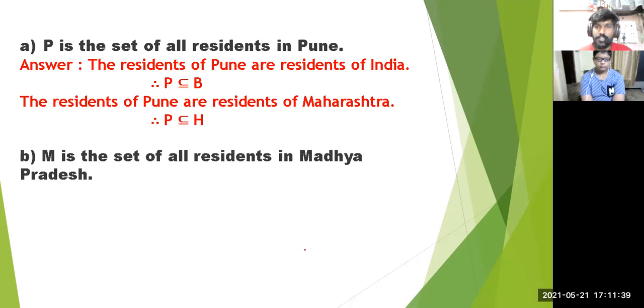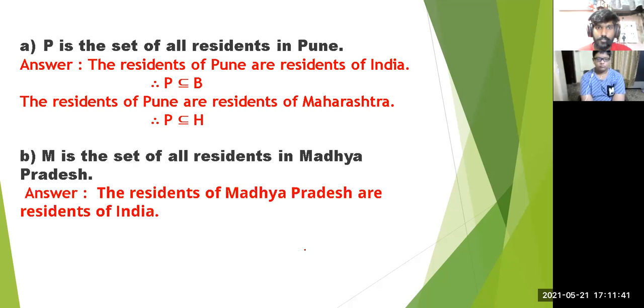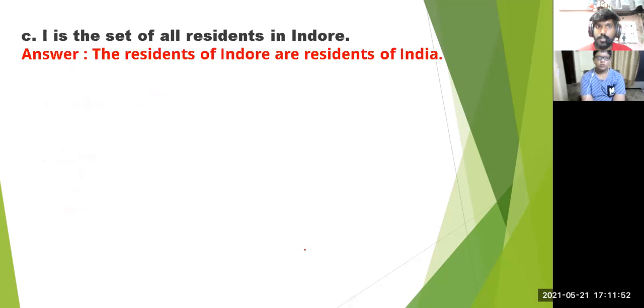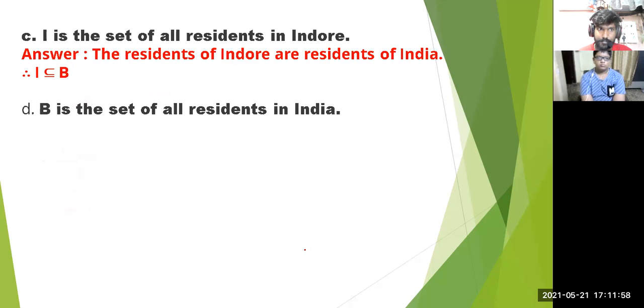M is a set of all residents in Madhya Pradesh. So the residents of Madhya Pradesh are residents of India. So M is a subset of B. This also what you said is correct. I is the set of all residents in Indore. So the residents of Indore are residents of India. So I is a subset of B. This is also what you said is correct.